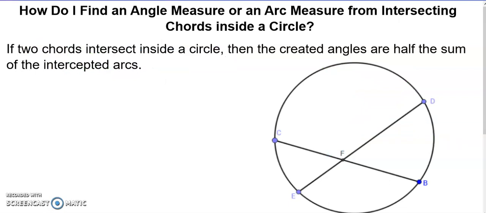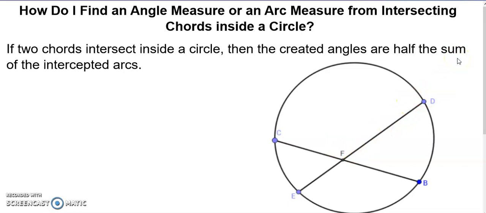Well, what if we're looking for arc length or angle measures? We still have two chords that intersect inside a circle. So here's a chord, and here's a chord. CB is a chord. It touches the circle twice and is completely inside the circle. ED is a chord. It's completely on the inside.